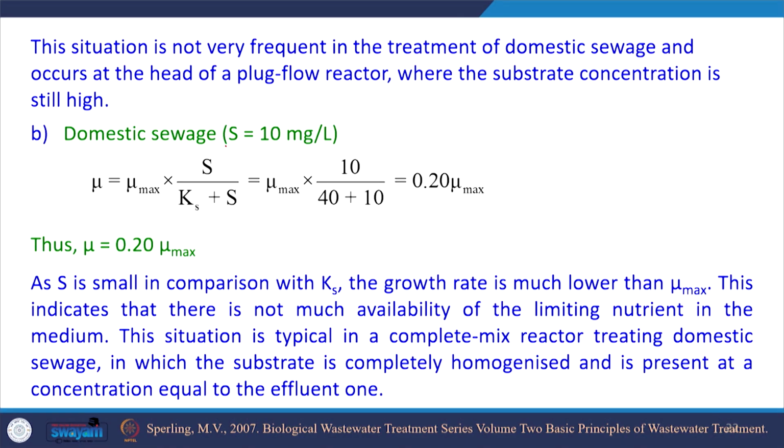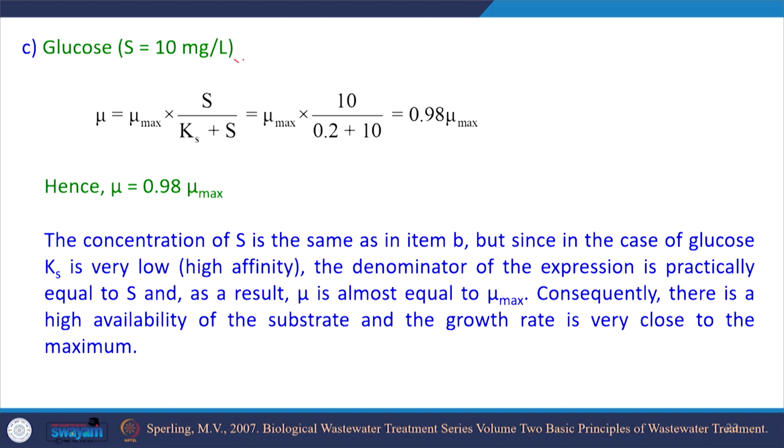Now, for the second case, when S is 10 milligram per liter, the nu is found to be 0.2 nu max. That means, as S is small in comparison with Ks, the growth rate is much lower than nu max, and this indicates that there is not much availability of the limiting nutrient in the medium. This will be possible in a complete mixed reactor like the activated sludge process, etc. For the third case, when S is 10 milligram per liter and Ks is only 0.2, again we find nu is equal to 0.98 nu max.